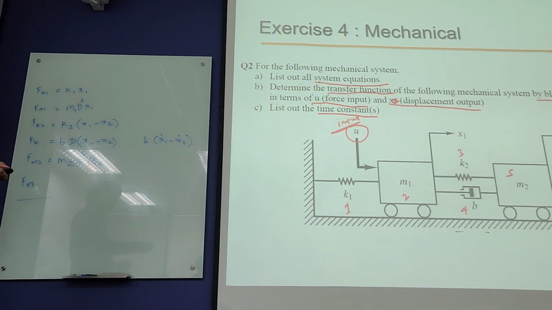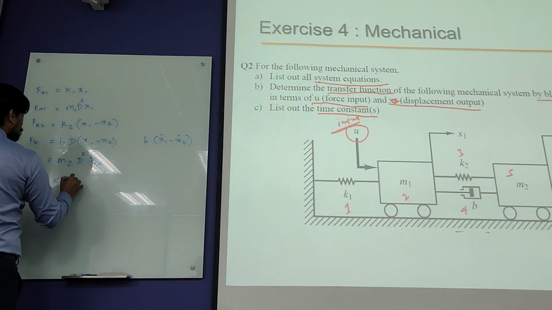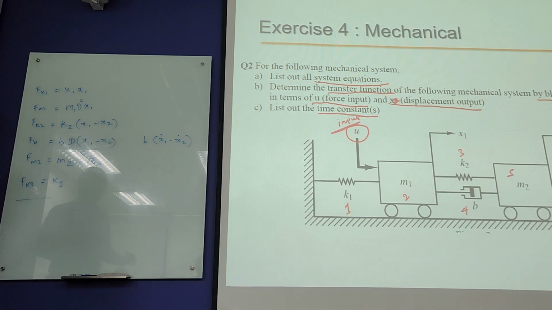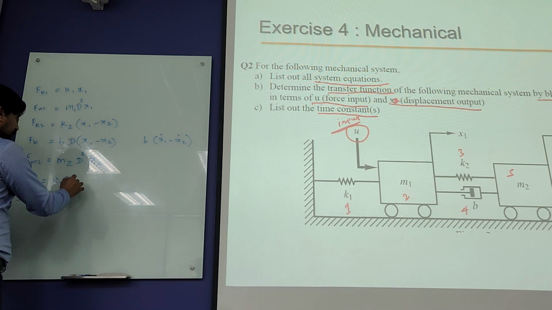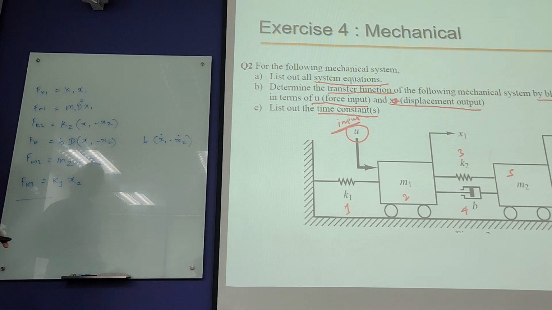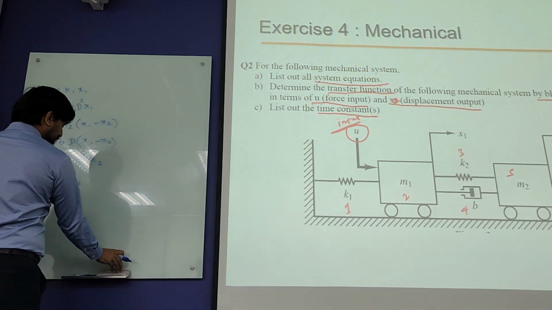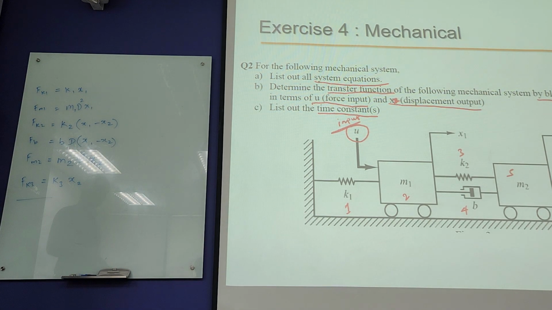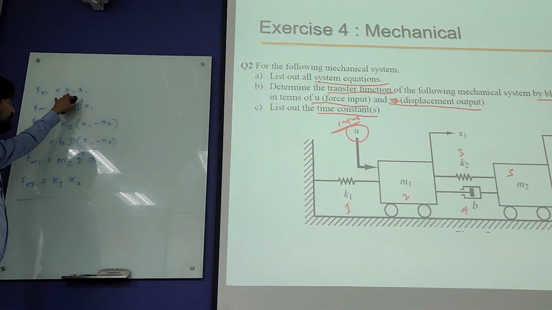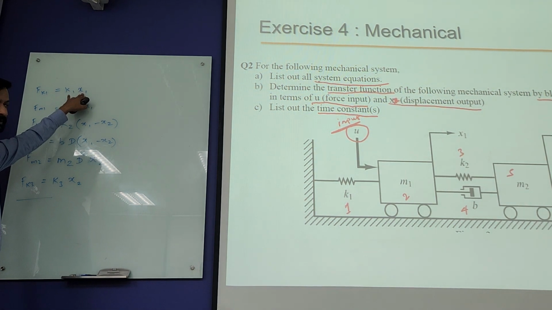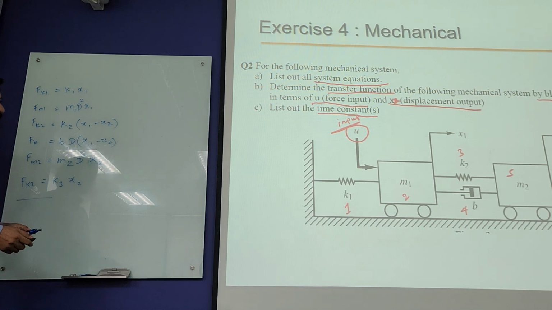And the last one, the last spring over here, K3. Spring is nothing but just delta x, which is nothing but x2. So are we good on this? All the 6 component equations. I'll repeat. Over here, the first spring, so K1 and delta x is nothing but just x1. That is your first component over here.